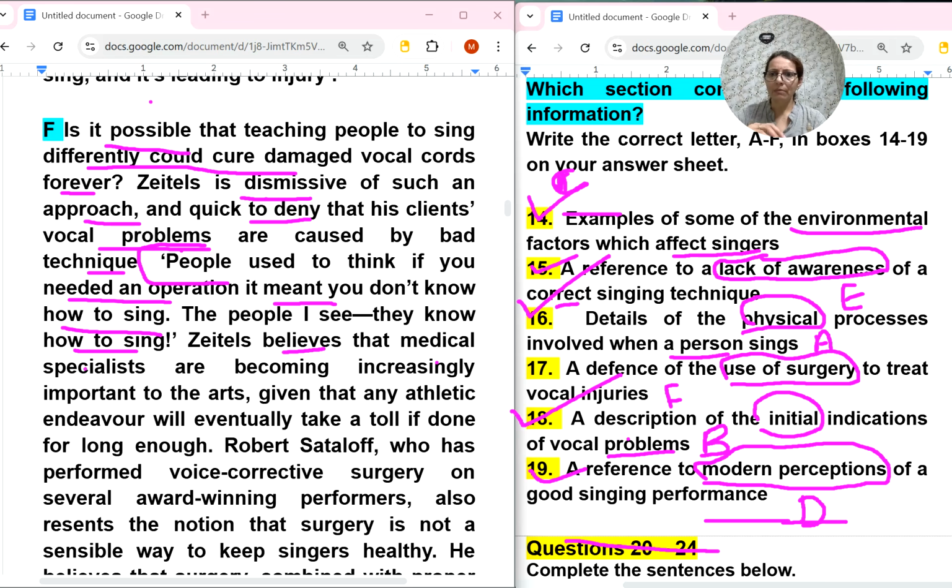This person believes that medical specialists are becoming increasingly important to the arts, given that any athletic endeavor will eventually take a toll if done for long enough. Okay, this Robert, another person who has performed voice corrective surgery, the word is there, so definitely this will be the answer, F number. In the next video, I will solve other questions.